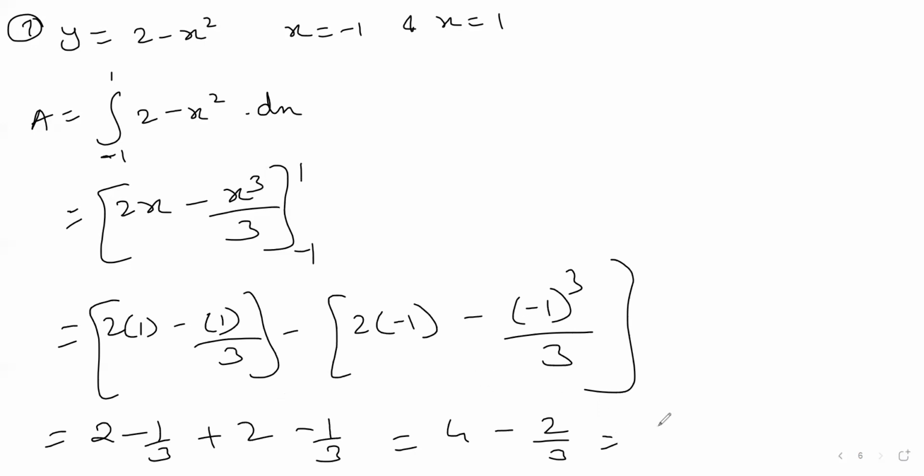So this will become 12 minus 2 by 3, that is 10 by 3 square units. 7.1 का entire question 1 है ये. Area functions दिए होते हैं, bounded by what lines वो दिया होता है, हमको बस area निकालनी है.